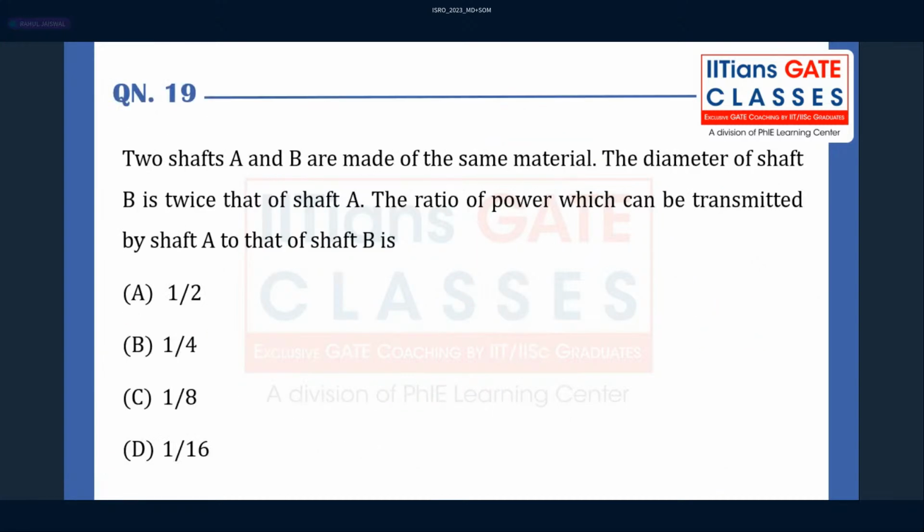Here they have given the diameter of shaft B is 2 times the diameter of shaft A. The ratio of the power which can be transmitted by the shaft A to the shaft B, same material means what? G of A will be same as G of B, that is equal to Z. So power is what? Power we know that 2 pi NT by 60, right? The speed at which both are rotating are assuming to be what? Same.